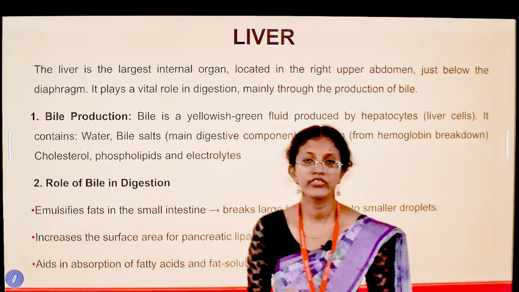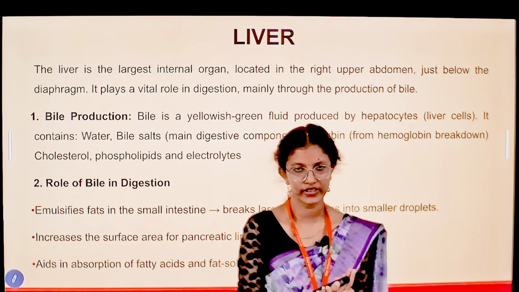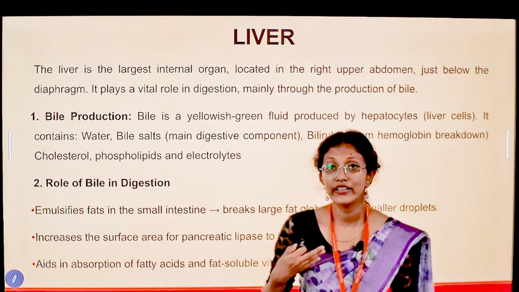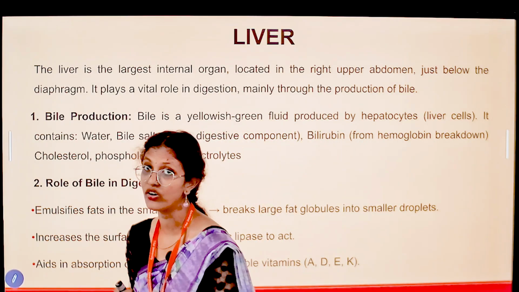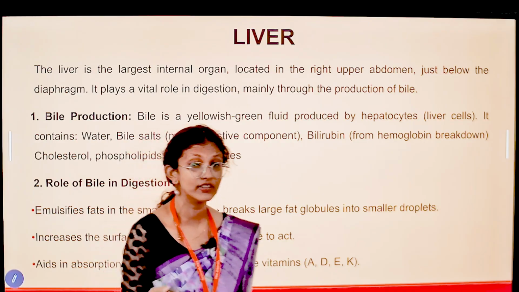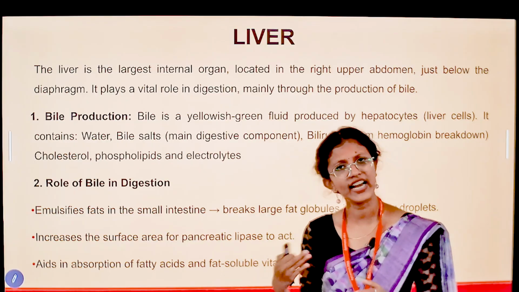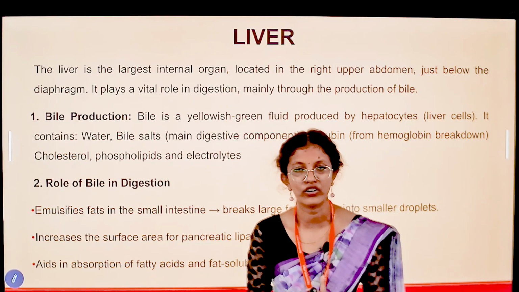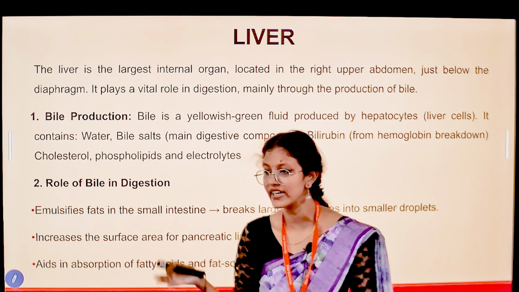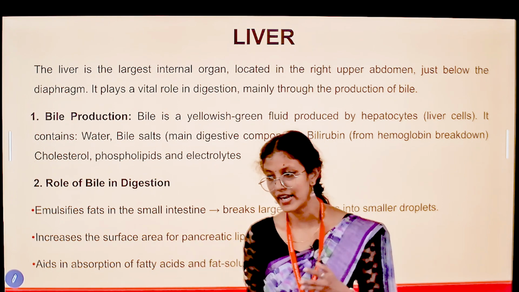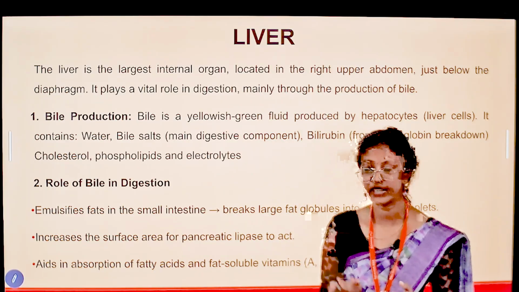Next, the liver. You have already studied that the liver is a regenerative organ in our body, which helps with detoxification. The liver is the largest internal organ. Remember, the largest organ overall is different, that is the skin. Here, the largest internal digestive organ, that is the liver, is located in the right upper abdomen, just below the diaphragm from the respiratory system.